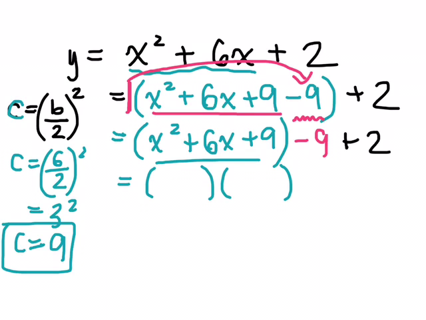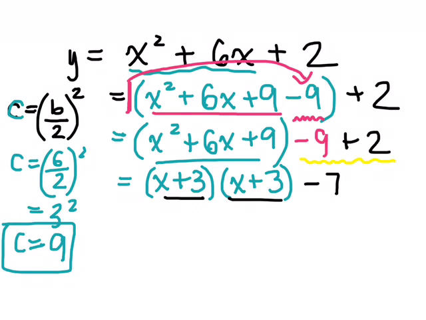Square root of x squared. Square root of 9 is 3. Good. And positive or negative? Positive. Okay. What's outside my bracket? Negative 9 plus 2. Can I simplify that? What's negative 9 plus 2? Negative 7. What's a shorter way to write x plus 3 times x plus 3? X plus 3 squared. So let's write this as y equals x plus 3 squared, take away 7.